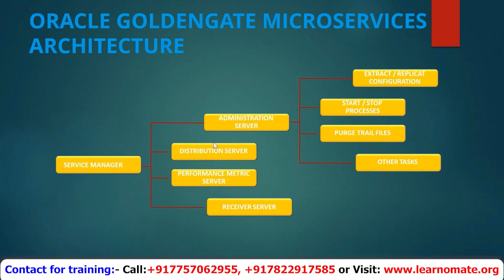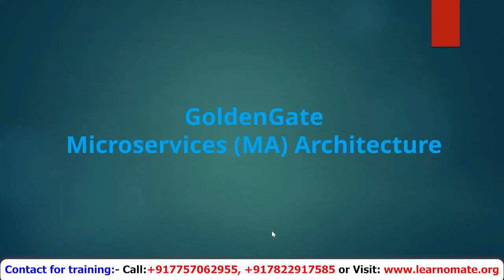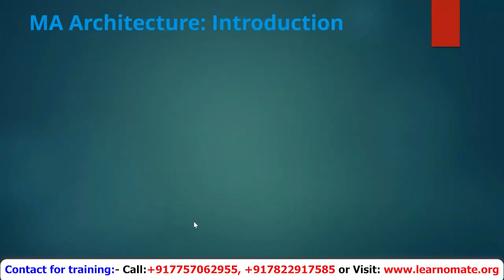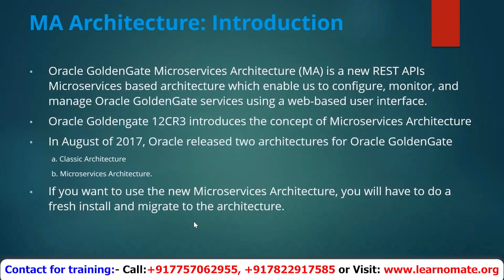The distribution server replaced data pump process of classic, and receiver server has replaced collector process of classic architecture. So things run as a service in microservices architecture. That's the basic difference between classic and microservices. In classic architecture, there are multiple processes, so it's a process-based architecture. However, microservices is service-based architecture. It's a REST API-based architecture. Along with that, you have got GUI as well, from where you can configure, monitor, and manage Oracle GoldenGate environment.